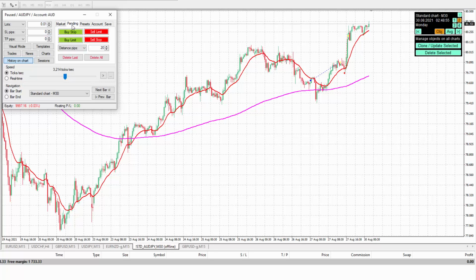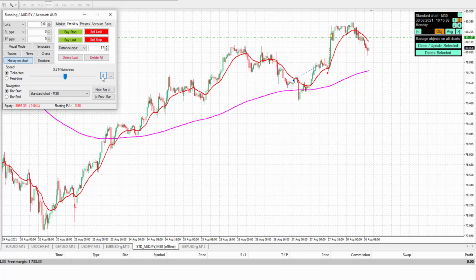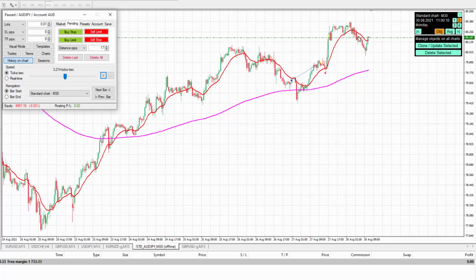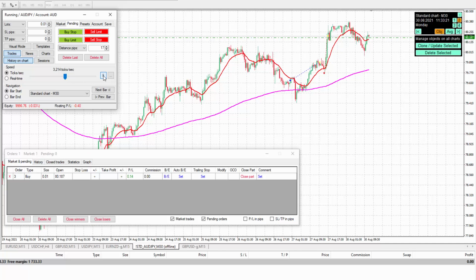So I will click here on pending order and I will select the number of pips away from the current market price at 17 and I will click on buy limit. So as you can see here, it has created a pending order below the current market price. So this is a buy limit order. Now let's see if this works at all. Okay, it has entered below. And if we look at trades, we have currently one open position. And here's the profit and loss of this trade.